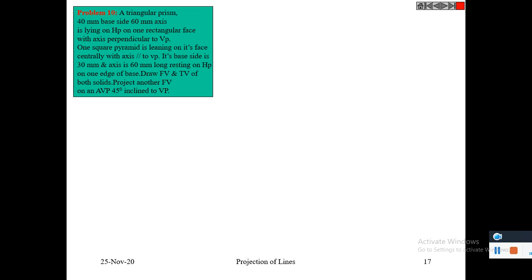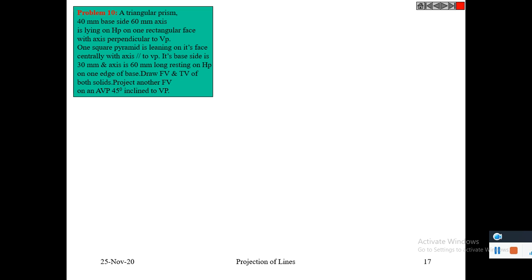A triangular prism, 40 millimeter base side, 60 millimeter axis, is lying on HP on one rectangular face with axis perpendicular to VP. One square pyramid is lying on its face centrally with axis parallel to VP. Its base side is 30 millimeter and axis is 60 millimeter long, resting on HP on one edge of the base. Draw front view and top view of both solids.